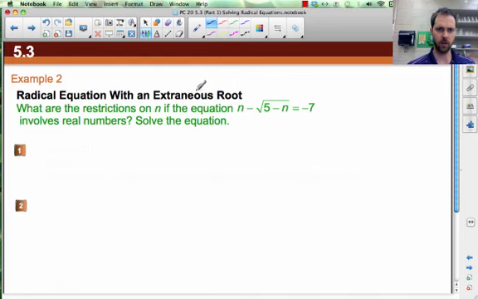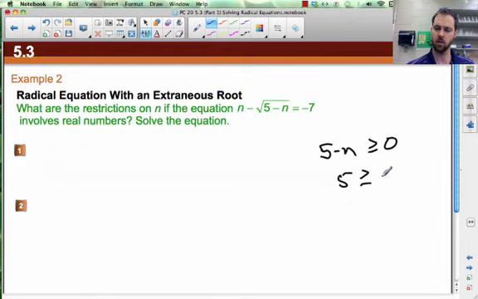Alright, so example 2, radical equation with an extraneous root. Hopefully you found the definition of this when you were going through the earlier part of this. What are the restrictions on n if the equation involves real numbers only? The radicand, which is just 5 minus n, has to be greater than or equal to 0.